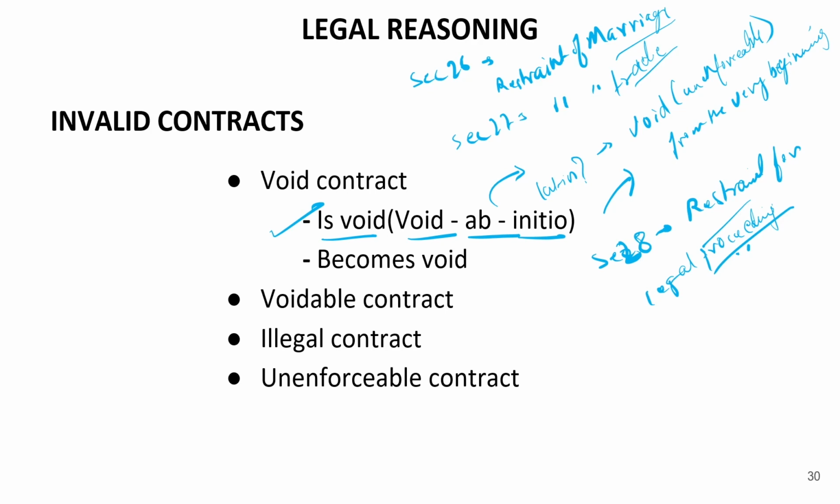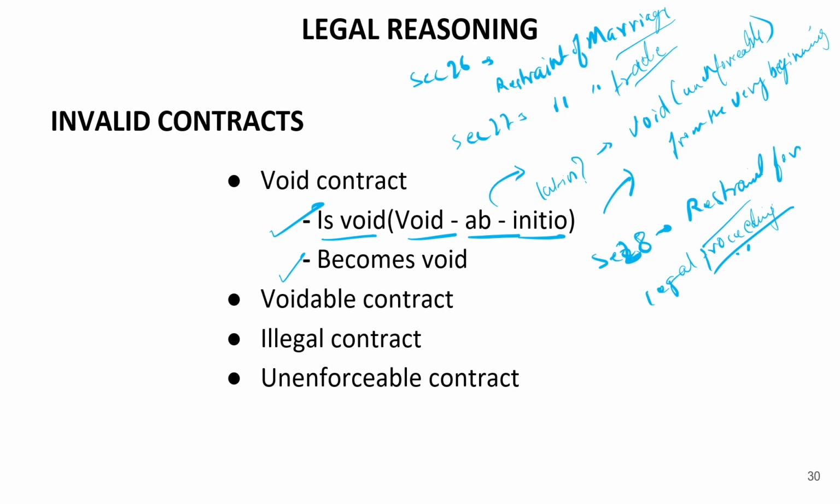Now, second is becomes void. There is also one more chance that when there is a contract or an agreement, that particular agreement is valid, but because of changes in the laws, the enforceability of that agreement is not at all possible. So since the law has changed, that agreement becomes void. But it was not void ab initio because it was initially valid. Because of the change in circumstances and the change in the law, that agreement cannot be enforced in the court of law, and that is why it is considered to be void.